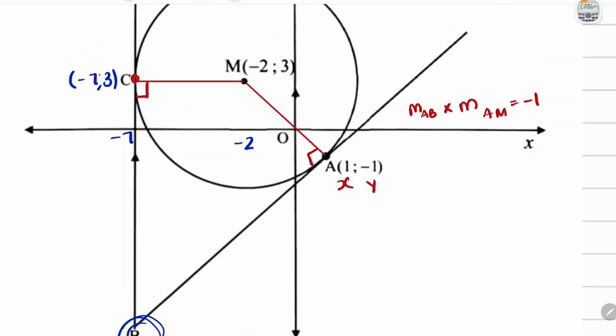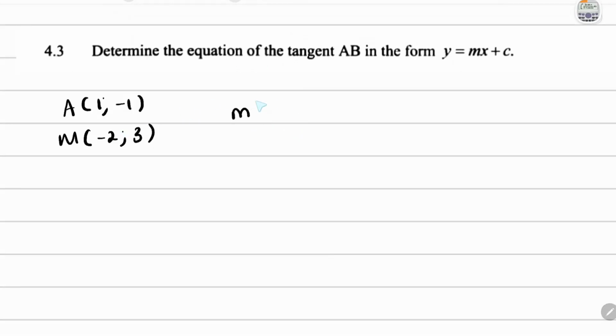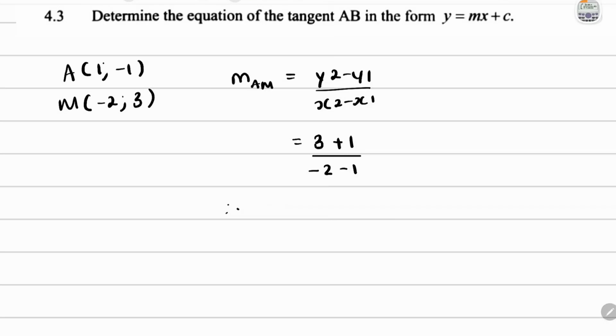So I'm going to take A and M, those coordinates, down, so that we can go ahead and find the gradient of the tangent. So here's A and M. So we'll find the gradient of AM. Remember, AM is just our radius. We're just finding the gradient of that first. So that is y2 minus y1 over x2 minus x1, which is equal to 3 minus -1, which becomes a +1, over -2 minus 1. And so the gradient of AM is equal to 4 over -3.